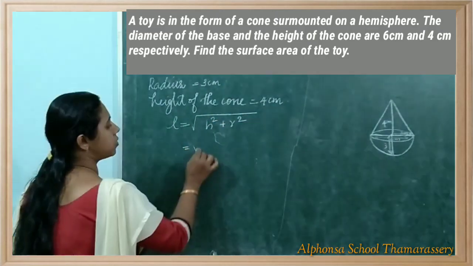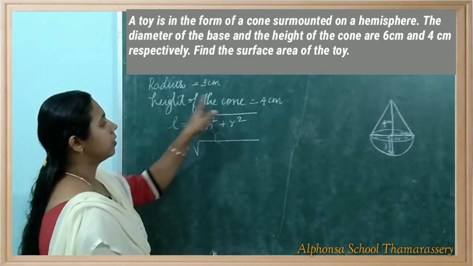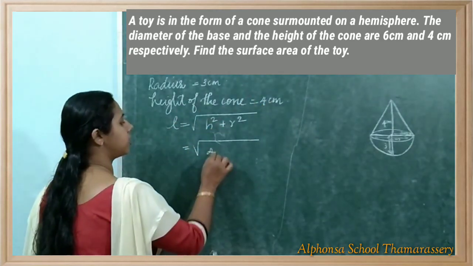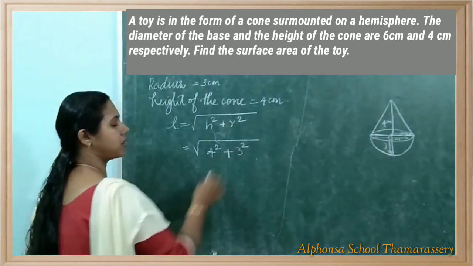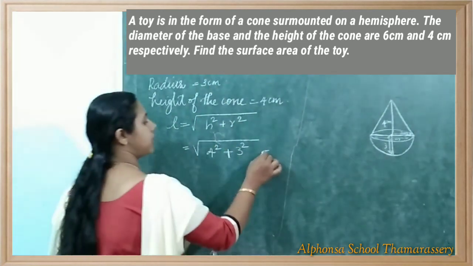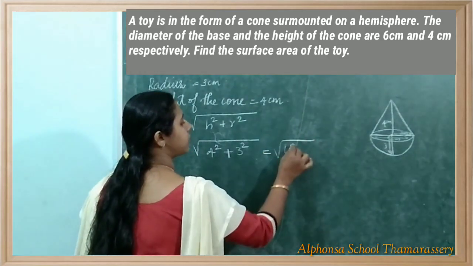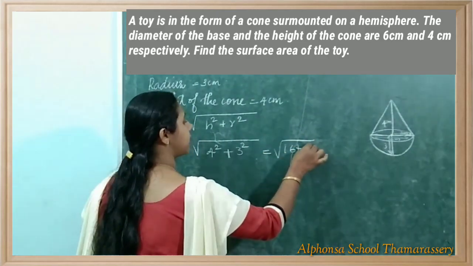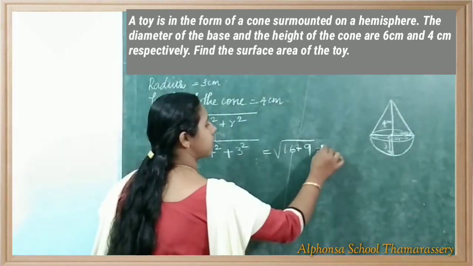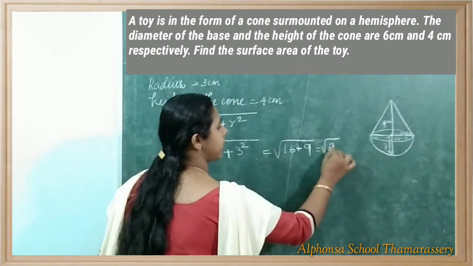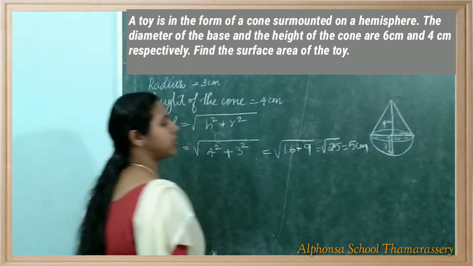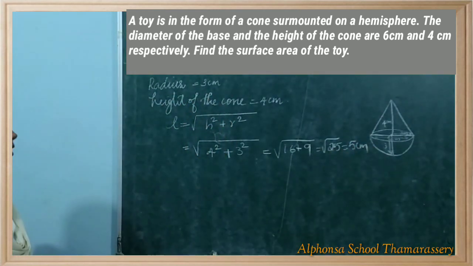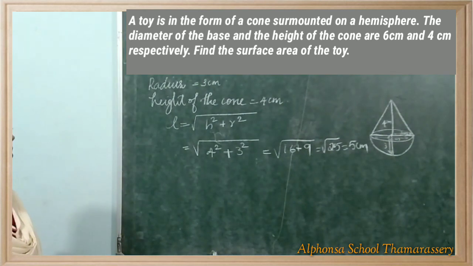Here h is equal to 4 centimeters. So it is 4 square plus radius is equal to 3 centimeters, that is 3 square. So the square root of 16 plus 9, that is the square root of 25, is equal to 5 centimeters. So the slant height of the cone is equal to 5 centimeters.